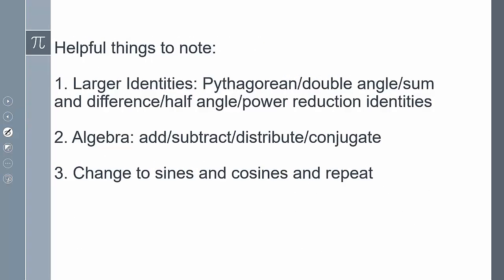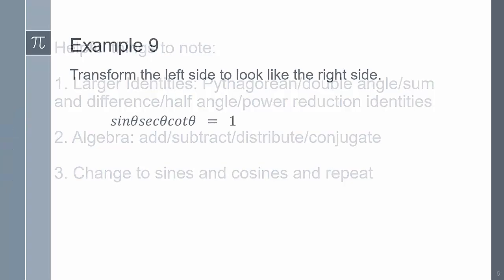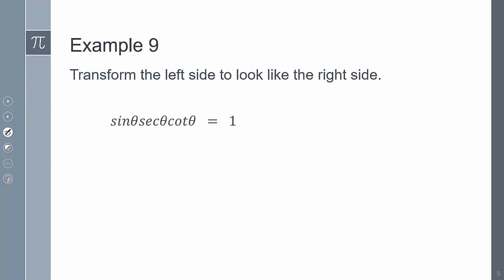Remember, we always want to look for Pythagorean or angle identities, double angles, some of those. Then we check to see if there's any algebra we can do. If not, then we change everything to sines and cosines, and we start again. So we're going to make the left side look like the right side, given a hint. So no Pythagorean or angle identities, no algebra.